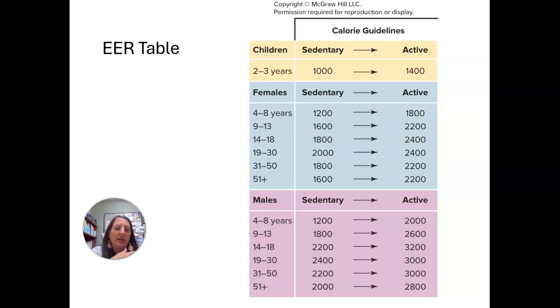Okay, so we have children, females and males, and then we also take into account the activity level of the individual. Okay, so for example, if we have a female who's 32 years old, females is here, 32 years old would be in this age bracket, and let's say that this individual was pretty sedentary, didn't do a lot of activity, that individual would require about 1,800 calories a day. Okay. As activity level increases, the number of calories required increases. And so a very active 32-year-old female may require around 2,200 calories. Again, these are rough estimates.